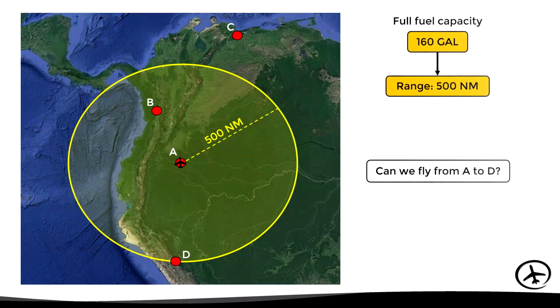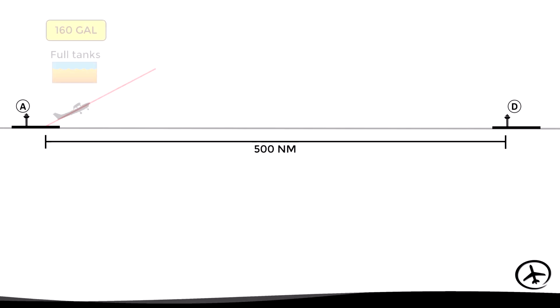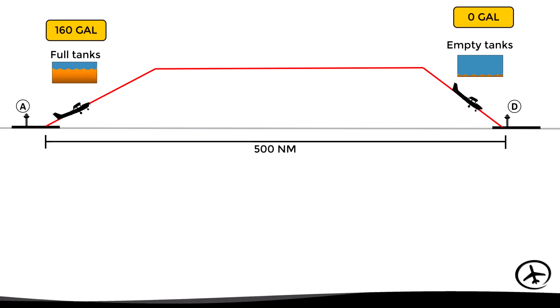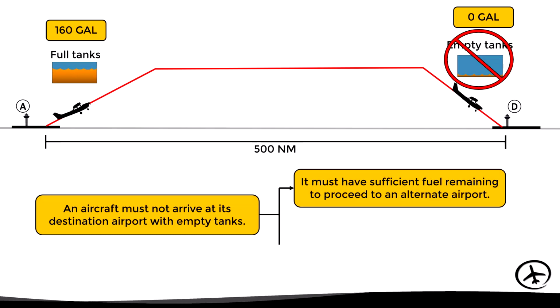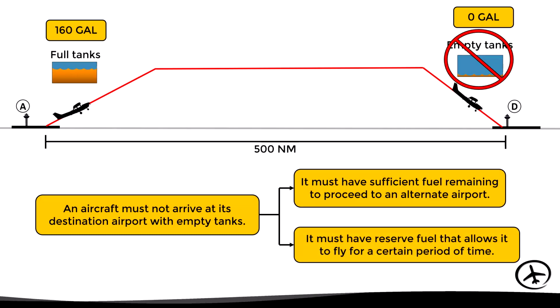Well, if we analyze this situation, we would depart from airport A with full tanks, but we would arrive at airport D with empty tanks, and for obvious reasons, an aircraft must not arrive at its destination airport with empty tanks, since it must have sufficient fuel remaining to proceed to an alternate airport in case it results impossible to land at the planned destination. And in addition to this, it also must have some reserve fuel that allows it to fly for a certain period of time, which is specified by local regulations. So in this order of ideas, to obtain the actual effective range of the aircraft, the fuel to the alternate airport and the final reserve fuel should be subtracted from the range calculation.